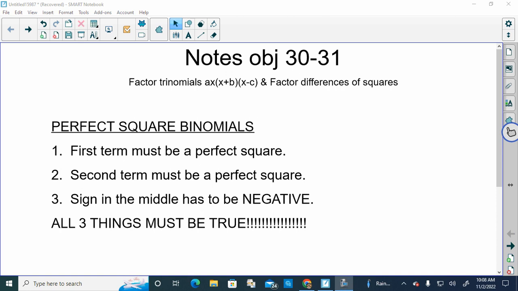So perfect square binomials, the first term must be a perfect square, so like x squared or x to the 4th. Okay, you don't want x to the 3rd. The second term must be a perfect square, so perfect squares meaning like 4 and 9, 25. And then the sign in the middle has to be a negative. If it's not, it won't work. You might be able to factor it and take out a common factor, but you won't be able to factor it into the 2 parentheses. So all 3 things must be true, not just 1 or 2 of them.